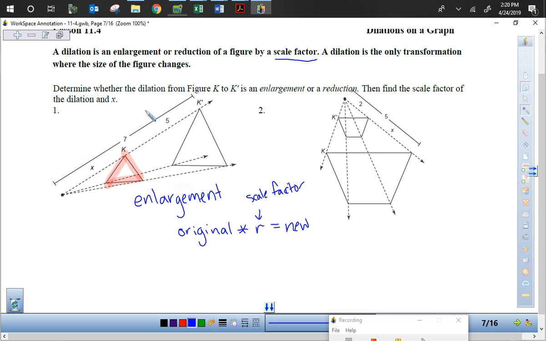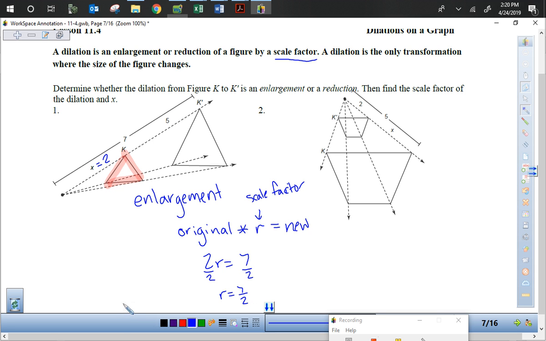I know the total distance from this point all the way to K prime is 7, but then this distance between K and K prime takes up 5 of it. That means there's 2 left. So the distance from that point to K is 2. That goes in for our original. We're trying to solve for r, so just keep it right there. And then our new, K prime, the whole distance from this point to K prime was 7. Solving for r, we just have to divide by 2 on both sides. So r equals 7 halves. So we would call this a dilation of 7 halves.